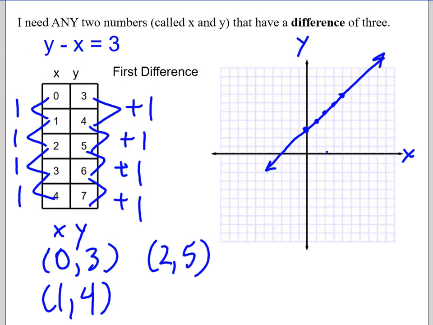So let's just pop back here for a minute. Notice how all of these numbers right here were constant. So when those are constant, then what that means is we get a linear relationship.